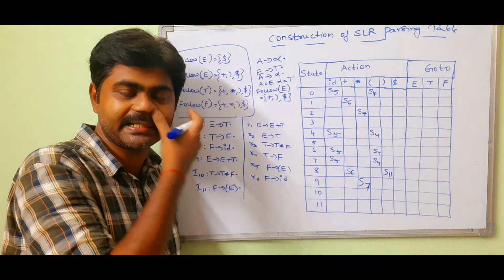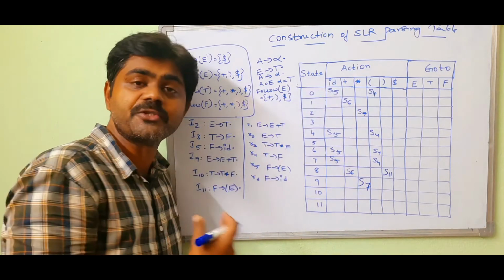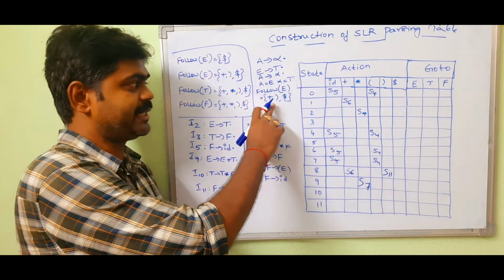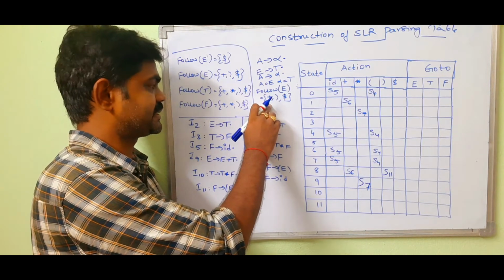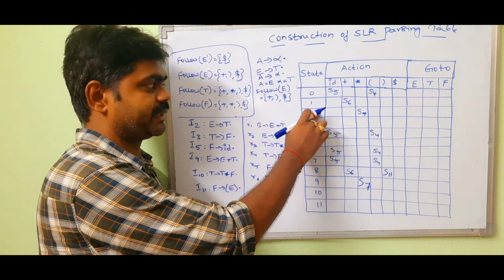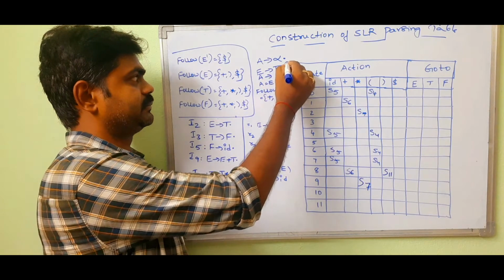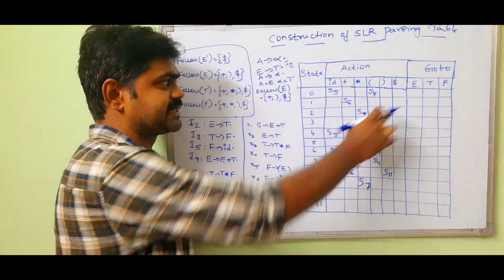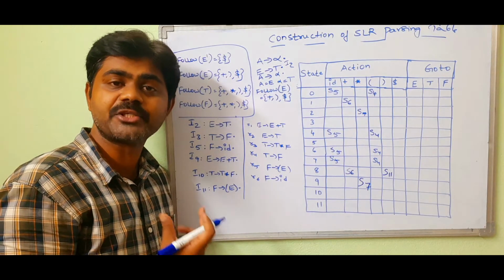We are saying that S is shift. Now we should write with reduce. So here in the place of plus, that is I2 here, this is I2, right? So in the place of plus, right parenthesis, dollar, what should I write?